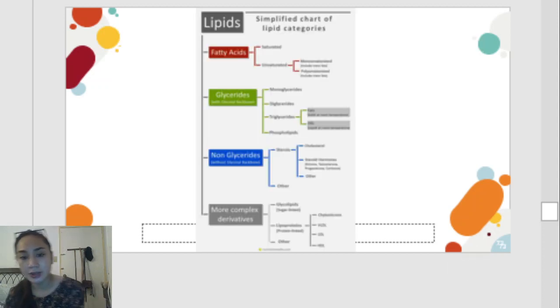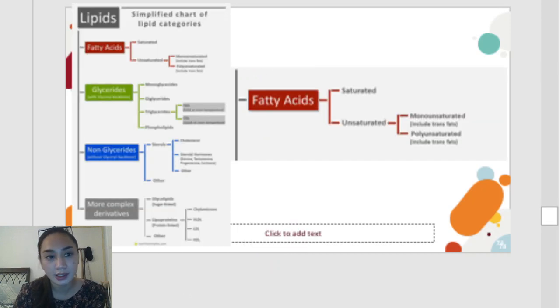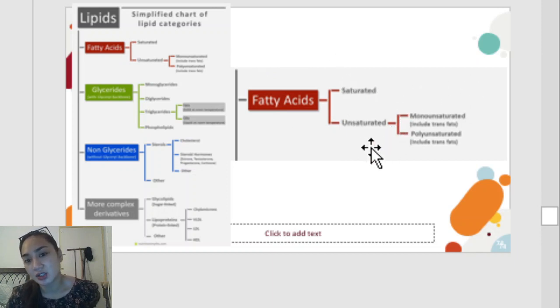Okay, so, we have here in our slide a simplified chart of lipid. So, simplified na yan, ano? Simplified na daw to. So, we have fatty acids, glycerides, non-glycerides, and more complex derivatives. We'll discuss this one by one. So, first, we have fatty acids. So, ito yun, yung red. Fatty acids here. So, we have saturated and unsaturated.